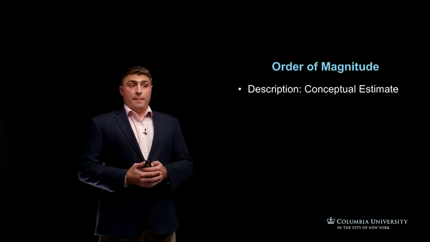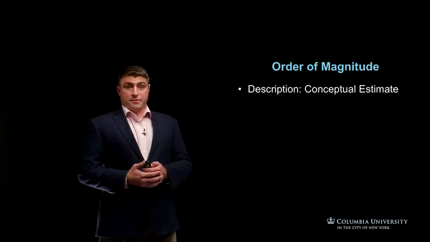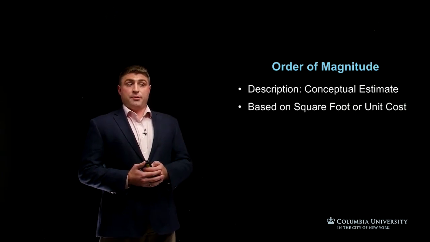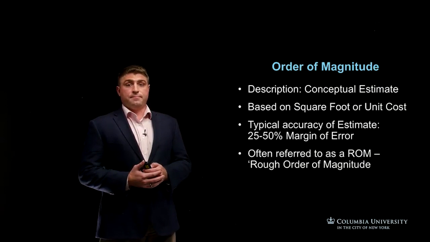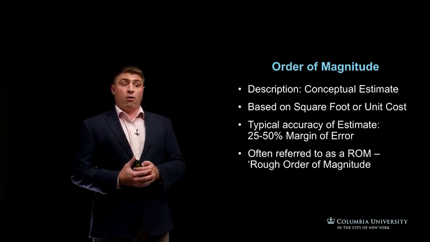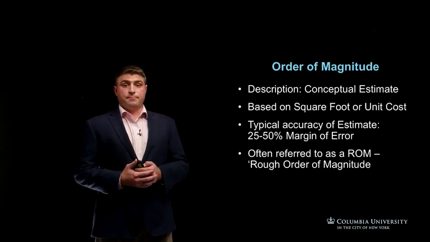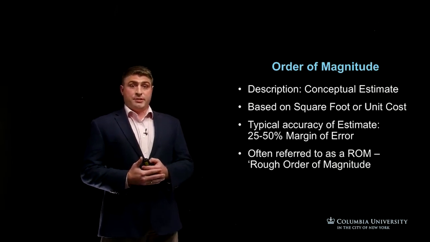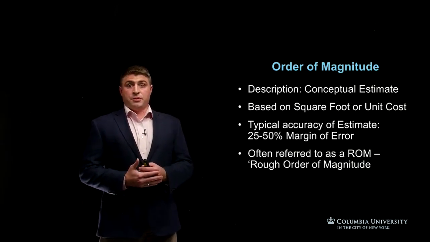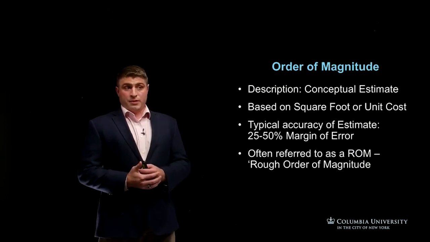This is typically done as the conceptual estimate, or the first stage of design within the project. This is typically based on a square foot or unit cost and has a low degree of accuracy, typically within a 25 to 50% margin of error. This is oftentimes referred to as the rough order of magnitude or the ROM estimate. With regard to estimate accuracy, it's important to note the concept of contingency and making sure that enough of it is built into your estimate early. We will cover more on the topic of contingency at a later module.